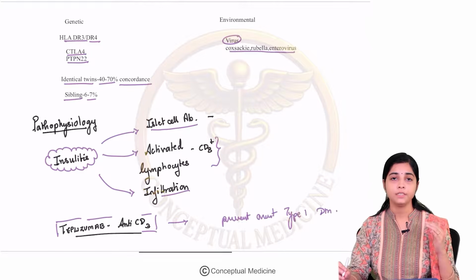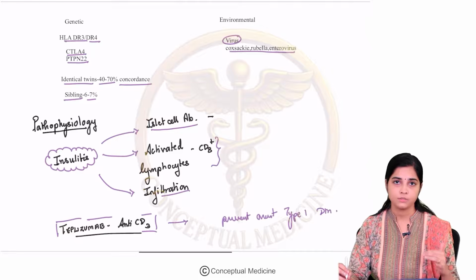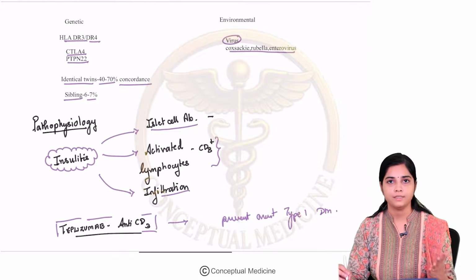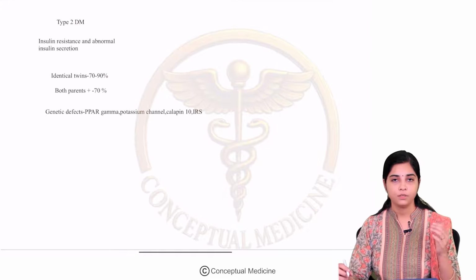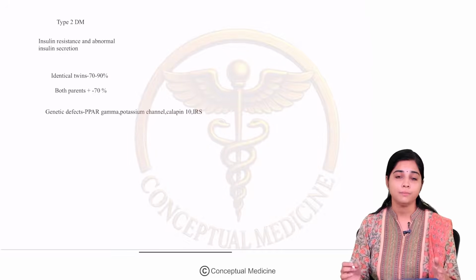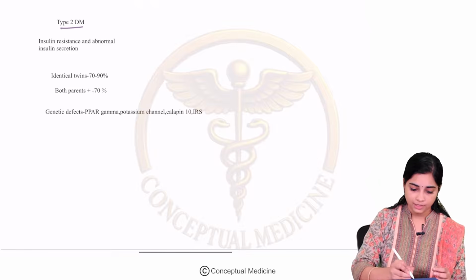So you can prevent overt type 1 diabetes. So which drug? Teplizumab, an anti-CD3 molecule. Alright, so this is about the pathogenesis of type 1 diabetes. Now let us move on to the pathogenesis of type 2 diabetes.